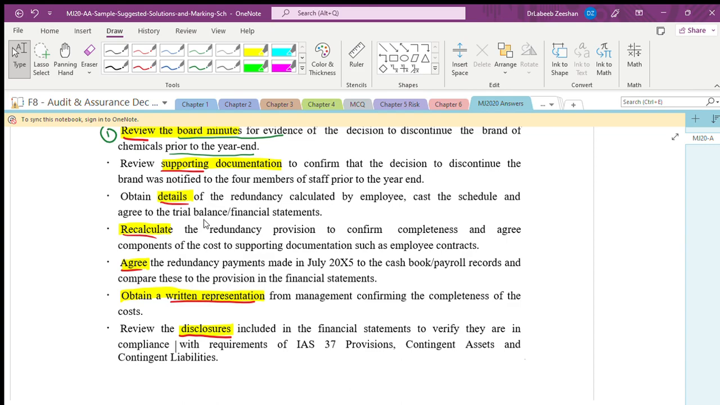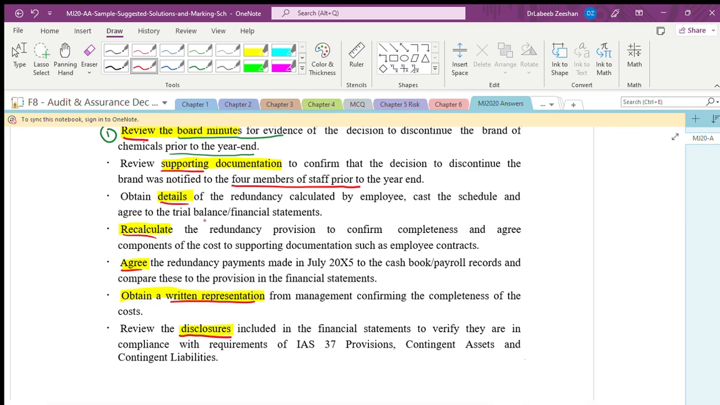Okay. Now you have a complete basic core understanding. Review the board meetings for evidence that the product has been discontinued. Supporting document that the decision to discontinue was notified. To whom? Notified to the 4 members of the staff. We have to tell the staff why we don't want them. We have to give an explanation. Definitely that is part of it. Because of this reason we are not going to continue with you.